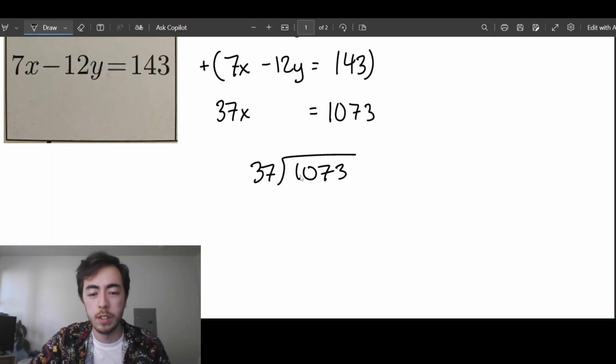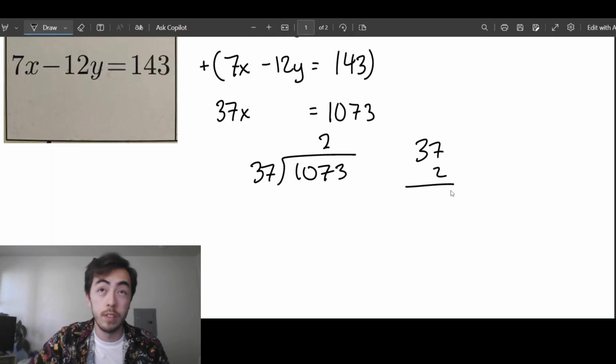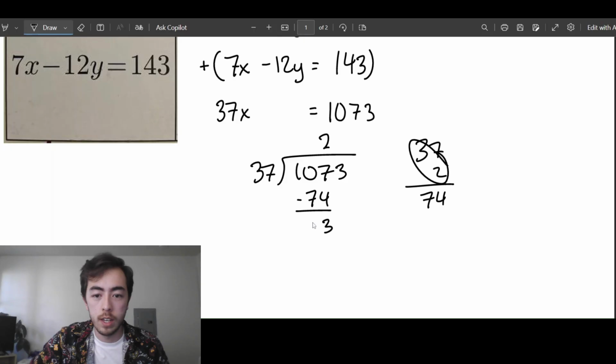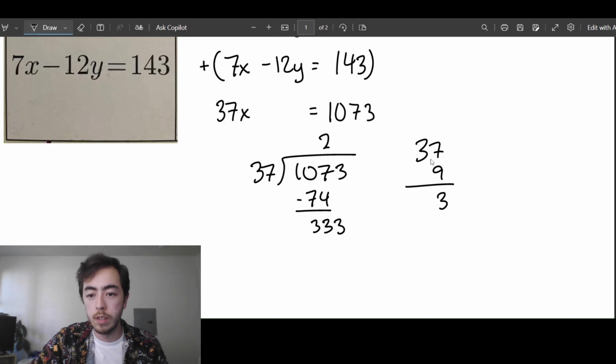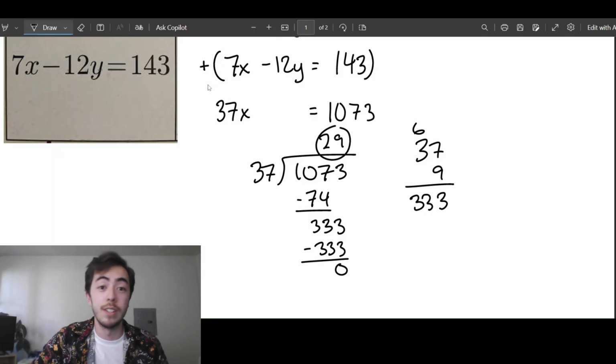I think 37 is going to go into 107 twice, and 2 times 37 is going to give me, is that 74, I think? Right, because 60 plus 14. Subtracting that away, I get 333. And I think that this one's going to be a 9. So let's just double check with some multiplication first. 9 times 7 is 63. 9 times 3 is 27. Add the 6, we do get exactly 333. So with no remainder, looks like the division does tell us that x is equal to 29 today.